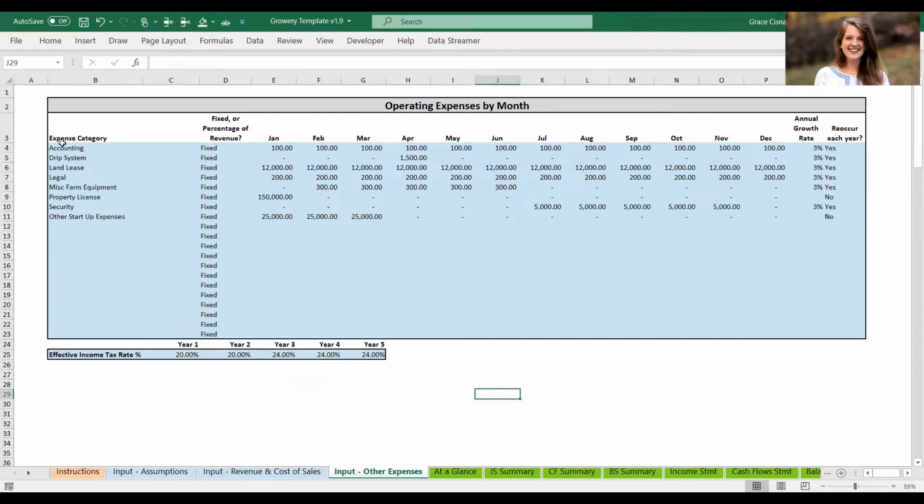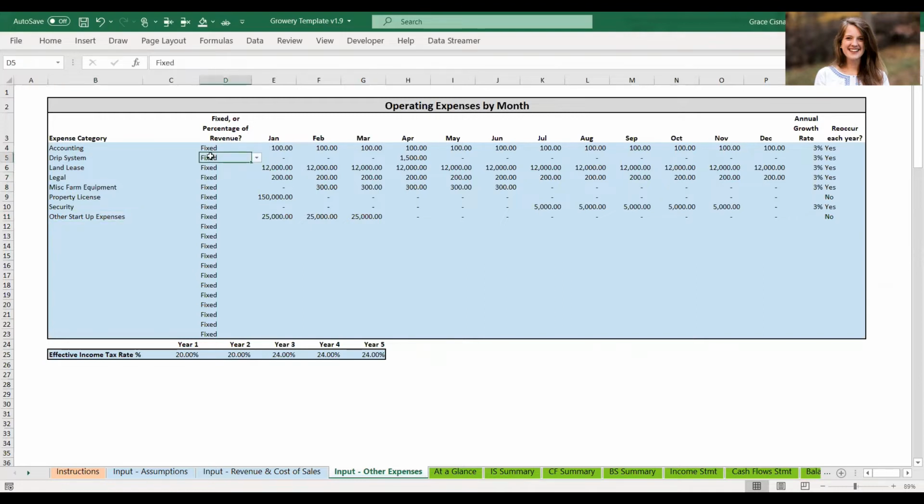So you can enter different expense items here. These are operating expenses, so not growing expenses, not soils, not fertilizers, not water. Here we have accounting, legal, miscellaneous equipment, property license, security, other startup expenses, all those items that are kind of separate from our growing expenses.